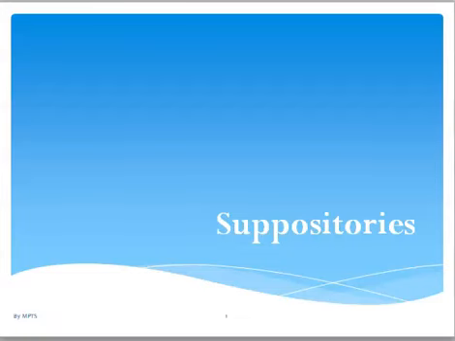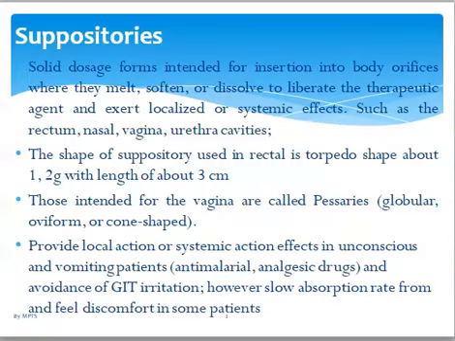So today's topic will be suppositories. Now, of course, suppositories are intended to be inserted into the body orifices where they melt, soften, or release the active drug. They are intended for either systemic or even local action. Of course, we know they are torpedo shaped to enable them to be inserted in the rectum. We also have suppositories to be used by ladies. These are globular, oviform, and cone shaped.